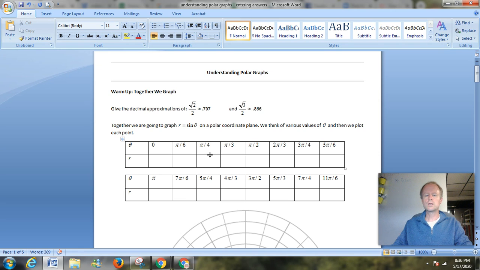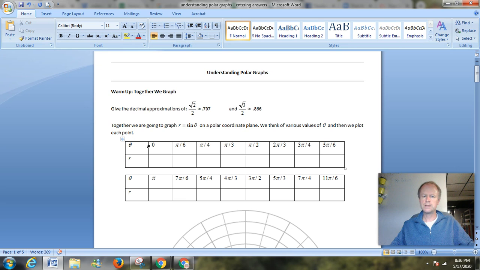So what we're going to do is think about a graph of r equals sine of theta, and we're going to graph this by hand. Now, Desmos will allow you to graph polar coordinates and polar equations, but for you really to understand how it works, you really need to plot some by hand, and that's what we're doing first.